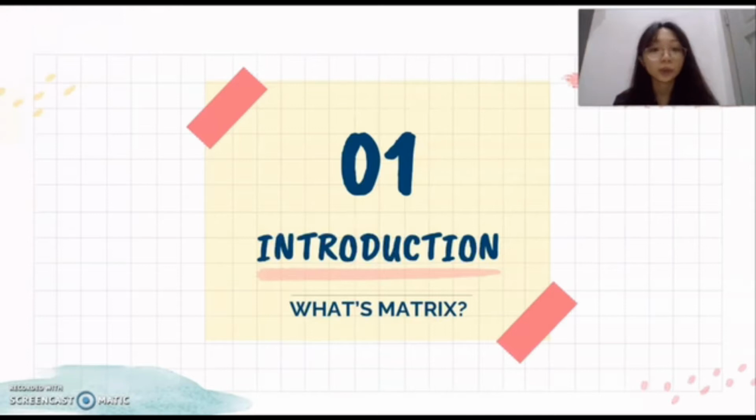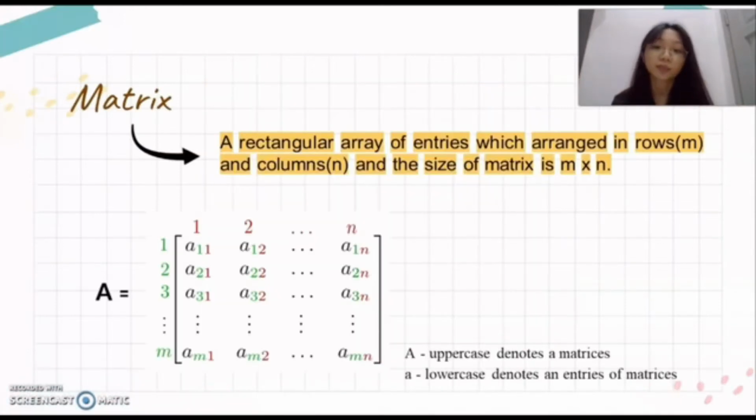So I will start to introduce about matrices. Do you know what a matrix is? A matrix is a rectangular array of entries arranged in rows, represented as M, and columns, represented as N, and the size of the matrix is M times N. As you can see, there is an example of matrix A, where the uppercase A denotes a matrix, and the lowercase a denotes the entries of the matrix.